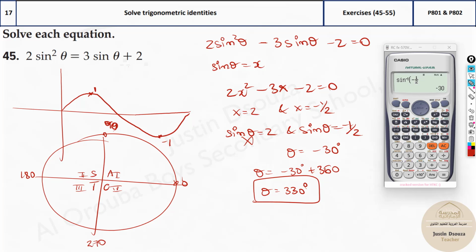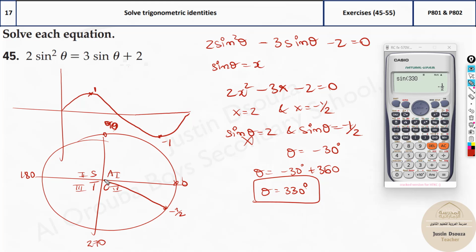Now you can even check this answer. If I press sine 330, I must get negative half. And yes, I'm getting negative half. So that's good. I know 330 is somewhere over here. It is minus half. Sine will be only the y values. Sine is negative half. But I know there is one more quadrant which will give me negative half itself. Is it the first quadrant? No, in the first quadrant it's only positive.